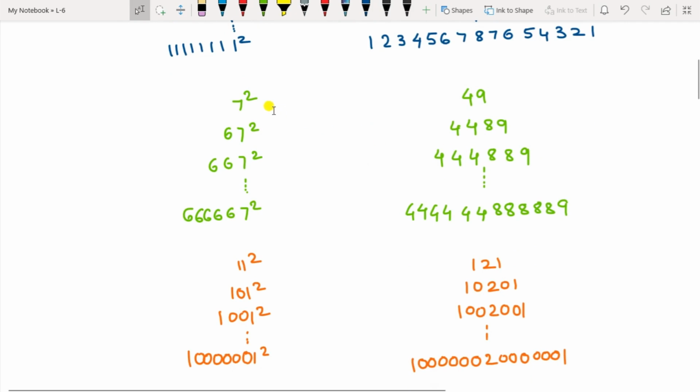Second type is, suppose 7 square is 49, 67 square is 4489, 667 square is 444889. So how many times 6 is repeating here? One more time you have to write the 4 here, and the same number of times you have to write 8. Means if you are writing 2 times 6, you have to write 2 times 8, but 3 times 4 and 1 time 9, like that. So you can remember this way of writing.